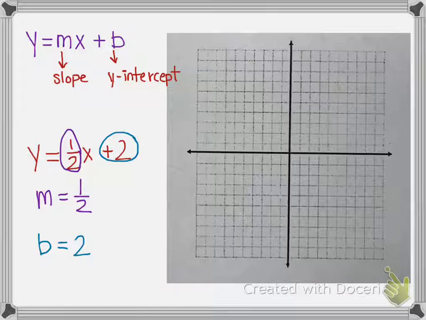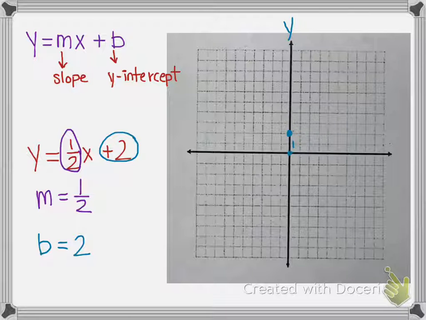So if we were to graph this, you first need to graph your b, or your y-intercept, which is positive 2. So I'm going to go on my y-axis, which is this line running up and down. I'm going to start at the origin, and I'm going to count up positive 2. 1, 2, and put a point. And that is our y-intercept.